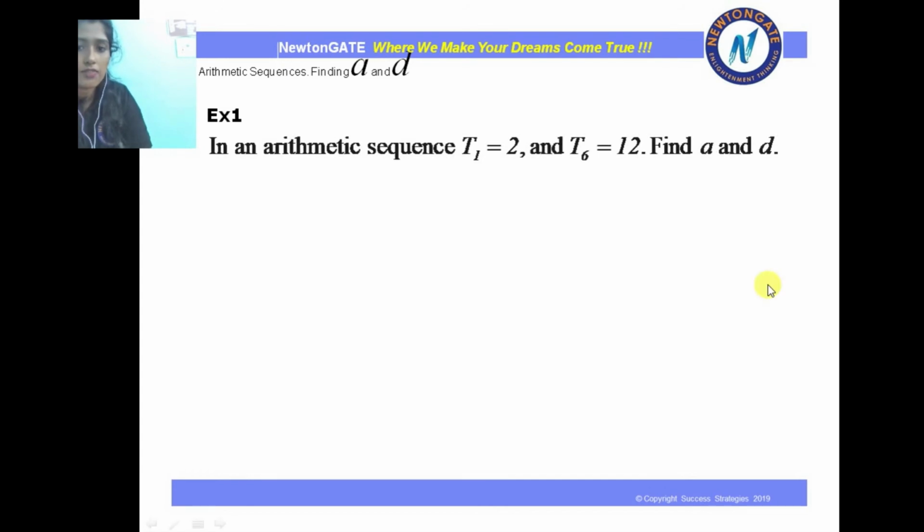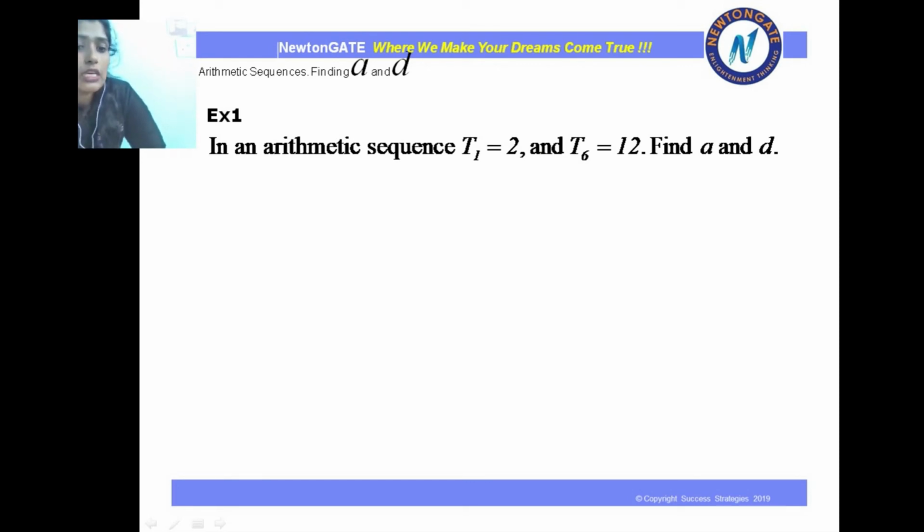So now that we know that finding A and D is very important, how do we find A and D is our next goal. Here I have taken an arithmetic sequence where A is 2 and T6 is 12. That is, the first term is given and the sixth term is given. This type of sums are very, very favorable for your boards and even in higher classes as well.